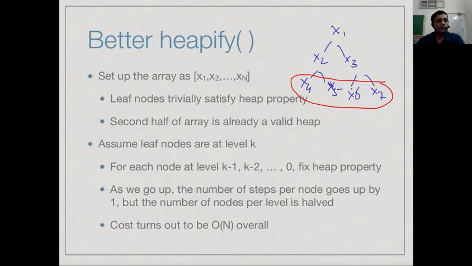All leaves trivially satisfy the heap property. So I need to start fixing things only at the previous level, so I walk backwards. So I come here, and at x3 I fix the heap property with respect to its children. Then at x2 I fix the property with respect to its children. In the process, something will move up and down, but only one level. Then I will come to x1 and I will fix its problem. Now this might involve two levels.